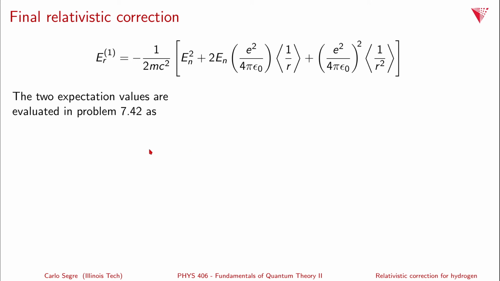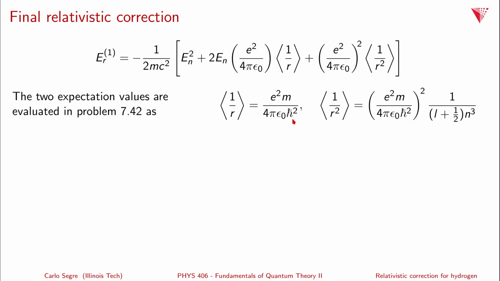I'm not going to do the calculations for these two expectation values. These are done in problem 7.42. And when you work that out, you get the following expressions. The expectation value of 1 over r is just e squared m over 4 pi epsilon naught h bar squared. And the expectation value for 1 over r squared is e squared m over 4 pi epsilon naught h bar squared, quantity squared, times 1 over l plus a half times n cubed.